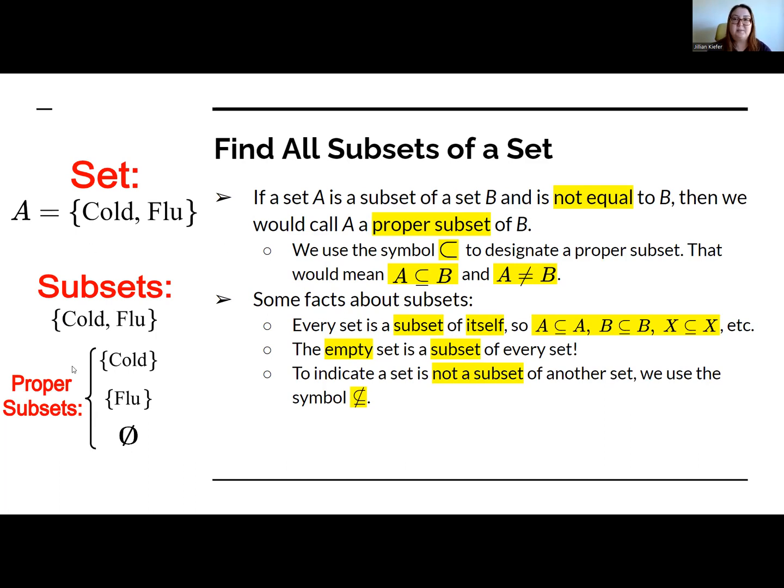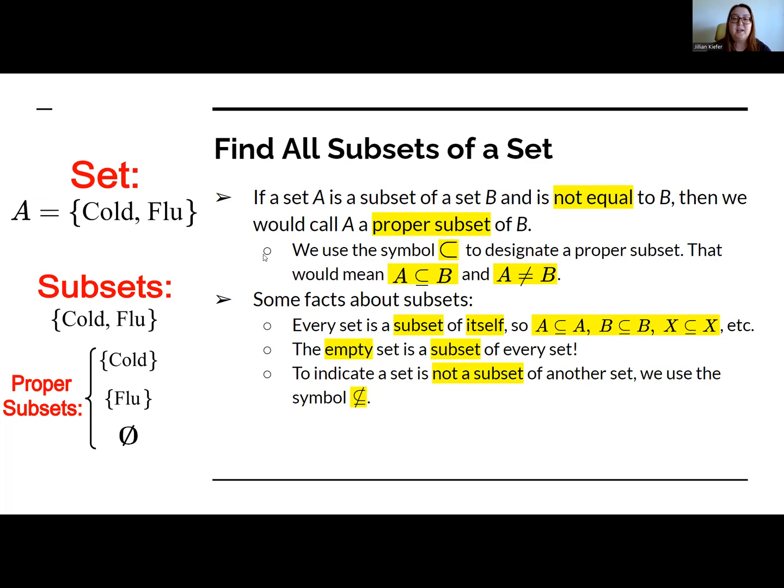So if we look over here, we have some examples. So if the set is cold, flu, a subset would be cold, flu. It's the same elements and it's contained within the set. So anything is a subset of itself. But if they are equal, it's just a subset. If they are not equal, then we call those proper subsets.